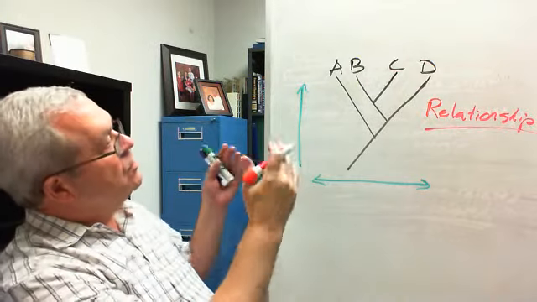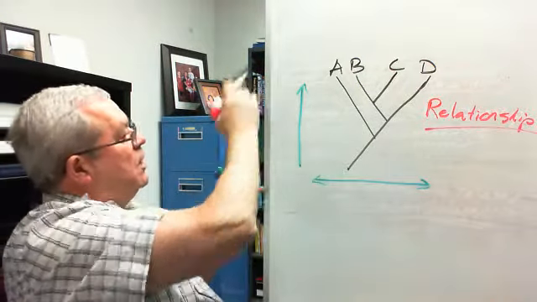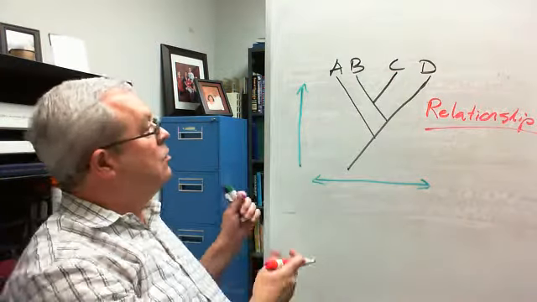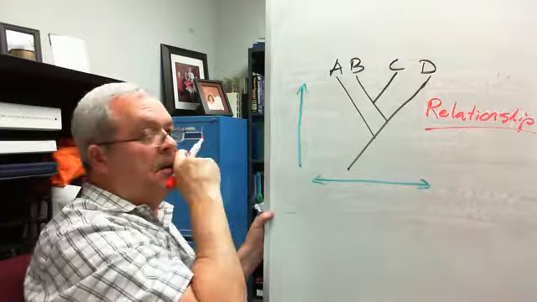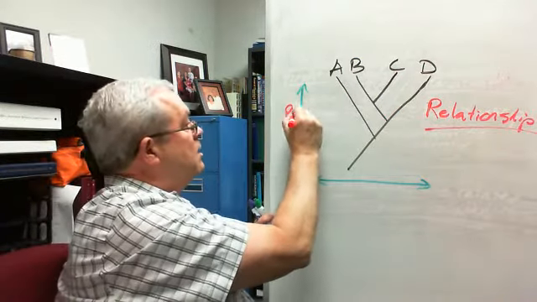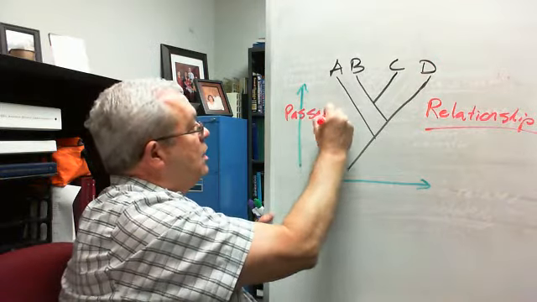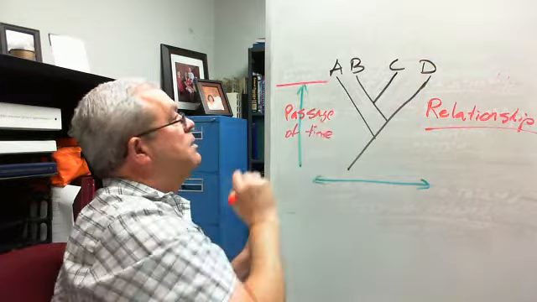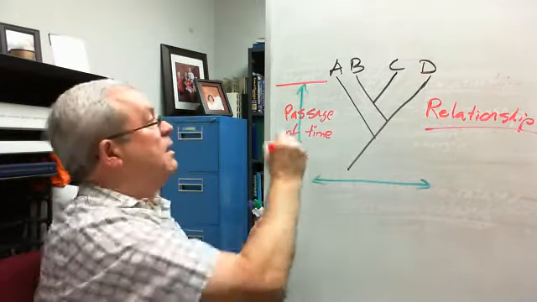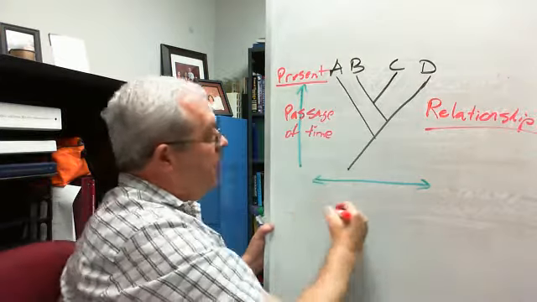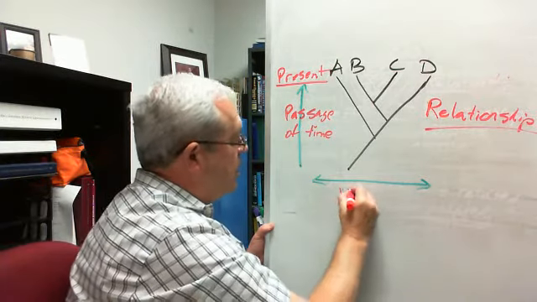And so this tree now, I've got a vertical axis and a horizontal axis. What can we say that those represent? Well, the vertical axis represents the passage of what? The passage of time. Yes, it does. Passage of time. And so the top of the tree represents what time? Yes, indeed, the present time. The present time. What about the horizontal axis?